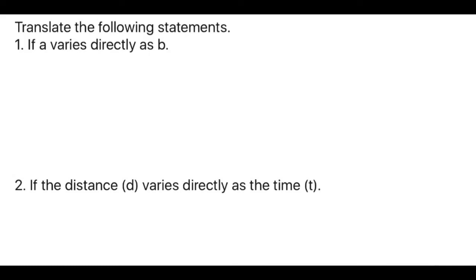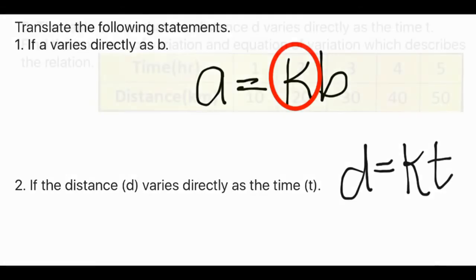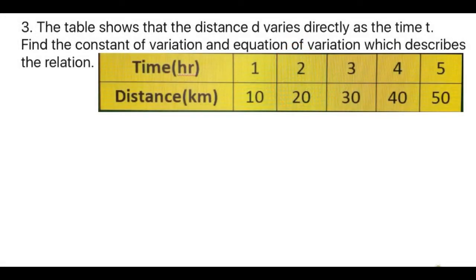So number one, we have: if A varies directly as B, if we are going to translate it mathematically, this would be A equals K times B, where K is the constant of variation. Number two, if the distance D varies directly as the time T, so if we translate that, that is D equals K times T.